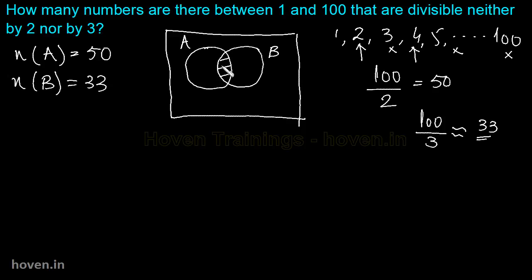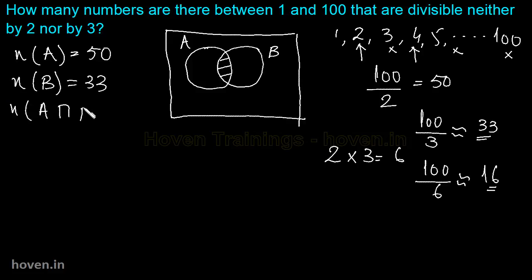Next, let us take out how many numbers are divisible by both 2 and 3. So any number that is divisible by both 2 and 3 will be a number that is divisible by 6. So we can say every sixth number is divisible by 6. So if we want to find such numbers, then we can write 100 by 6, which is approximately equal to 16, round figure. So we can say N(A intersection B) is equal to 16.